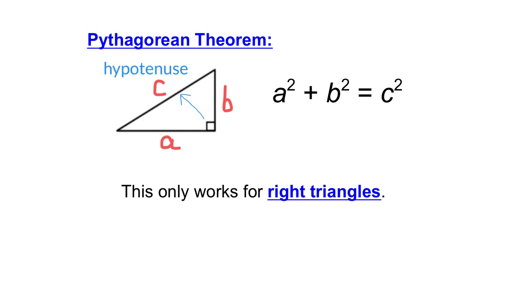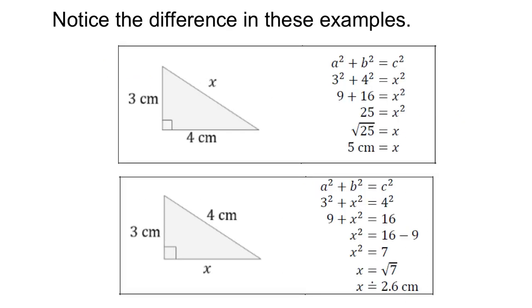It's important to remember that the hypotenuse is what we call C in the Pythagorean theorem. That's important because if you put the hypotenuse in the wrong spot, the formula does not work. You have to put the hypotenuse where the C is in order for these calculations that we're about to do to work.